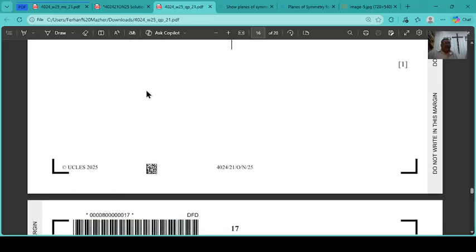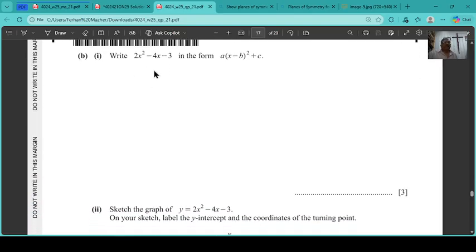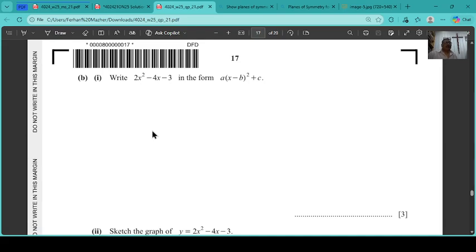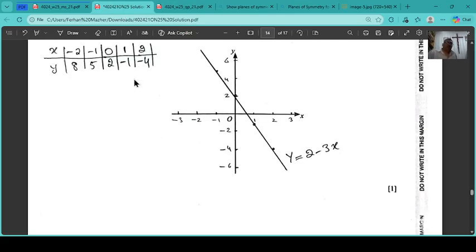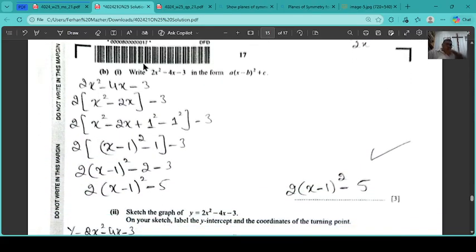Okay, so then we have question number 22, and it's B part. It says write 2x squared minus 4x minus 3 in the form a bracket x minus b bracket close whole squared plus c. So basically we have to apply the completing the square method. So how do we convert this by applying the completing the square method? Let me show you.